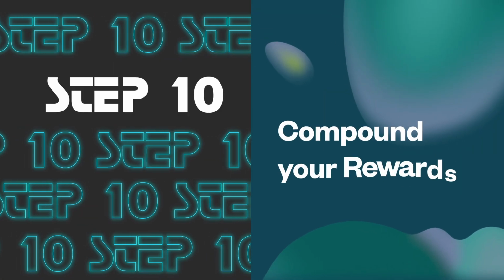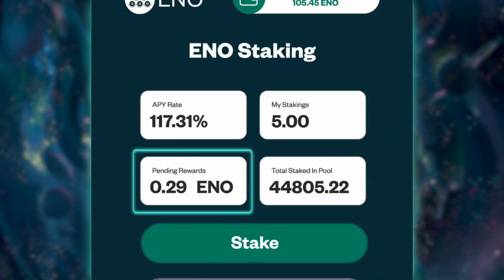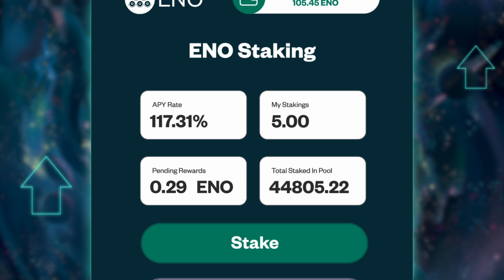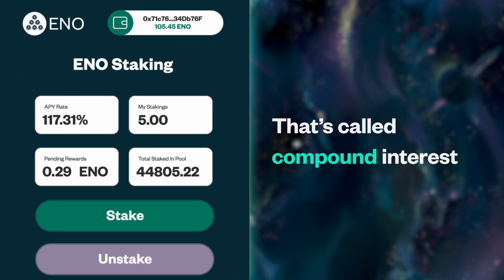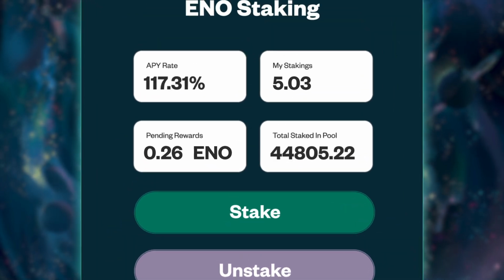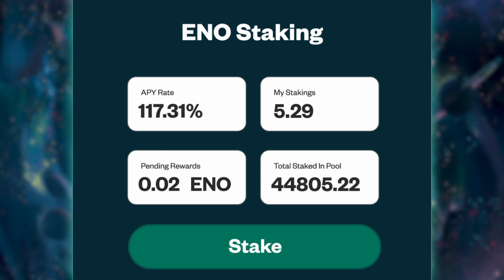Step 10. Compound your rewards. A very convenient thing to do is to stake your rewards along with your initial capital, so they will cause a faster inflow of rewards for you. That's called compound interest. To have such earnings, click the Compound button. Your rewards now are added to your stakings. Your staking dashboard will show your rewards staked along with the initial capital, so rewards accrue faster in the future.